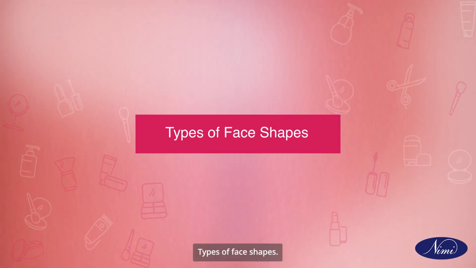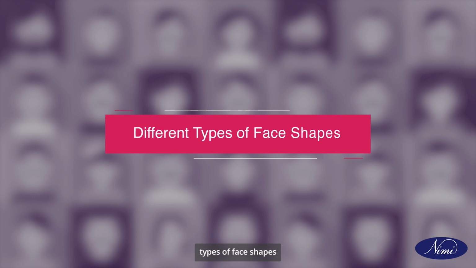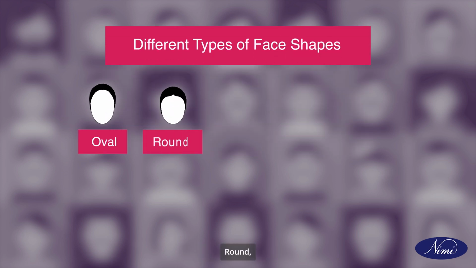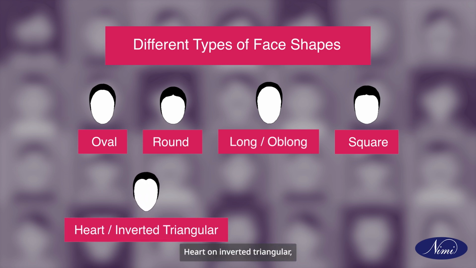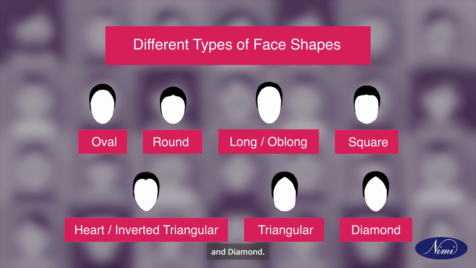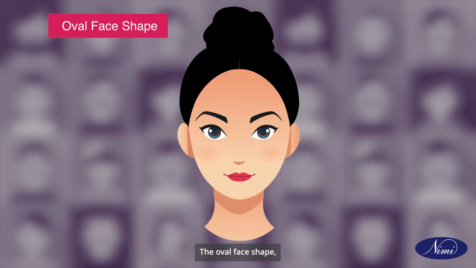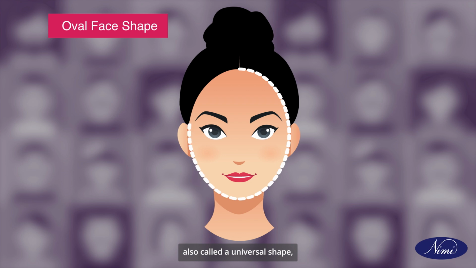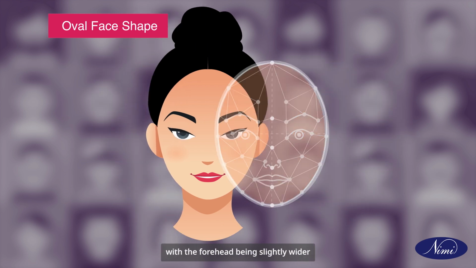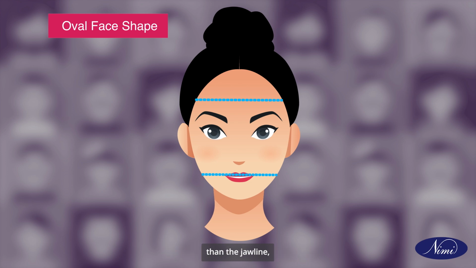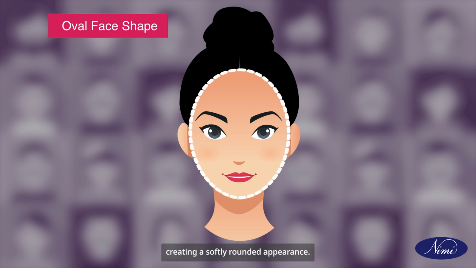Types of face shapes. The following are different types of face shapes: oval, round, long or oblong, square, heart or inverted triangular, and diamond. Let's look at each of the face shapes in detail. Oval face shape. The oval face shape, also called the universal shape, is considered the ideal shape. This is because we keep this shape in mind while doing the correction of other faces. It features balanced proportions, with the forehead being slightly wider than the jawline, creating a softly rounded appearance.